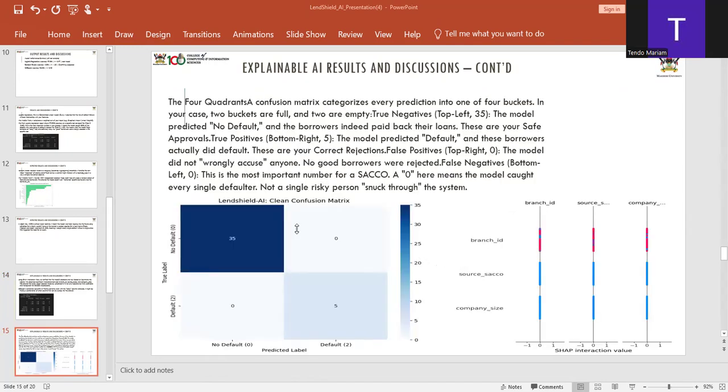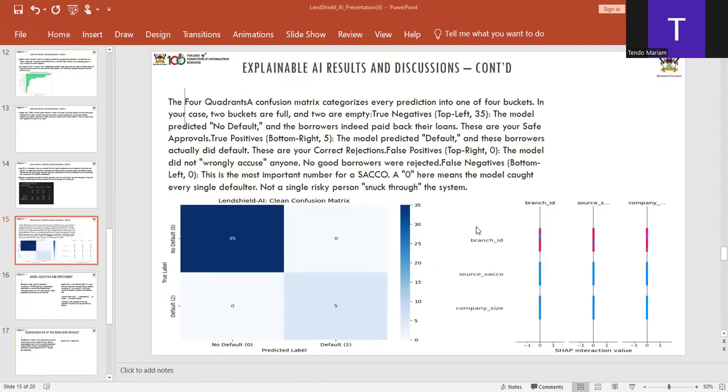To continue, I also generated a clean confusion matrix to easily explain what was happening. The 4 quadrants in the confusion matrix categorize every prediction into one of 4 buckets. 2 buckets are full and 2 are empty. As you can see, this is dark blue and this is light blue, and then these are plain white.